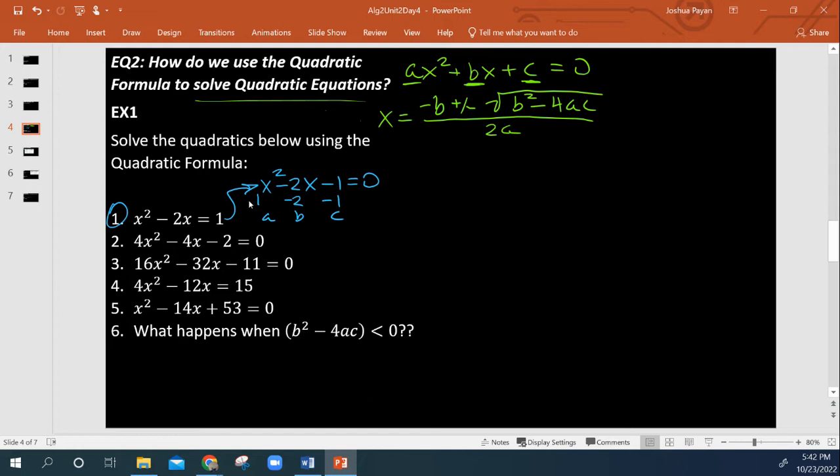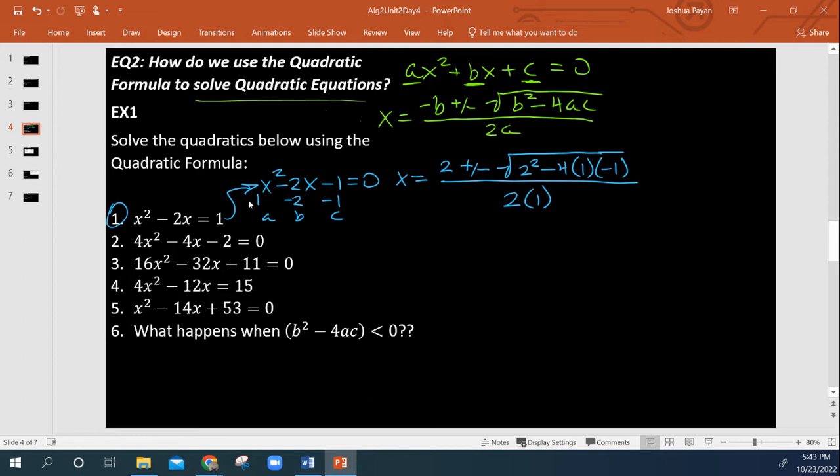Right? And I'm going to plug those numbers in exactly where they belong. So x is going to be equal to negative b, so that means instead of negative 2, it's going to be positive 2, plus or minus the square root of b squared, so 2 squared, we know that's just going to be 4, minus 4 times a times c, all of that divided by 2 times a, which we know is just 2. Okay, so I've put all the numbers where they belong, and now I'm just going to do the math.